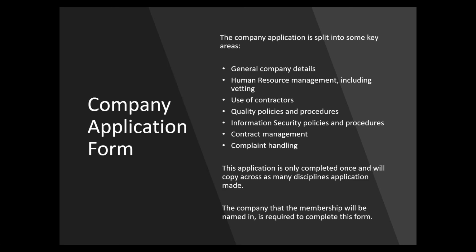So everything starts with a company application form. When you're initially becoming a member, you complete this form, and it's split into some key areas. So we look for general company details, the human resource management, including vetting. This also looks at starters, leavers, and training and development processes. Use of contractors. So do you use any subcontractors to deliver any parts of your service? Your quality policies and procedures. So how you ensure quality remains within your business, and the same for information security.